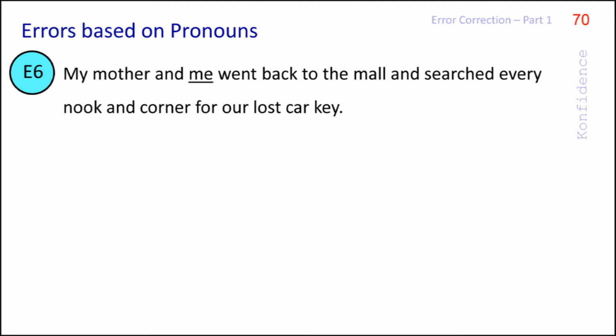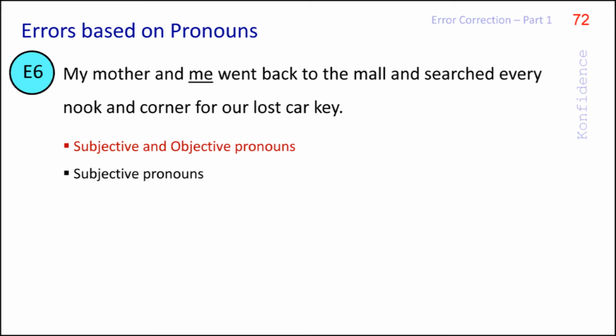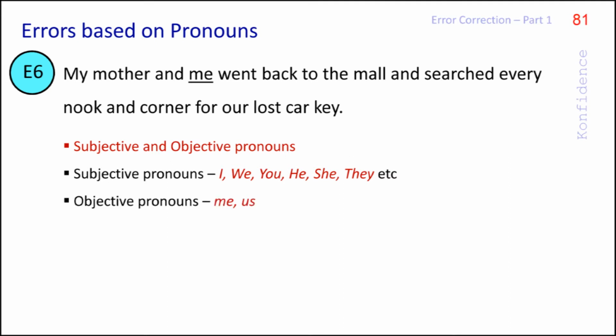Well, we must know that there are subjective and objective pronouns. Some of the subjective pronouns are I, we, you, he, she, they, etc. They are called so because they act as subject in a sentence. Pronouns like me, us, him, her, and them are in objective case in a sentence.